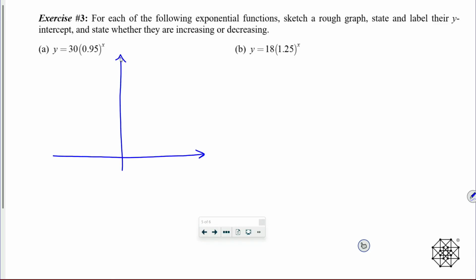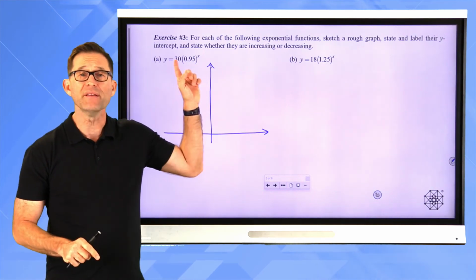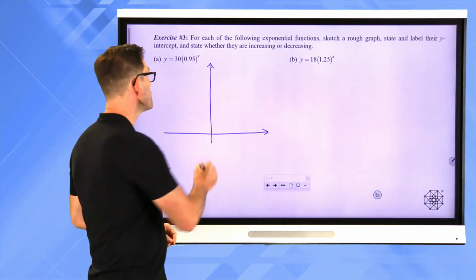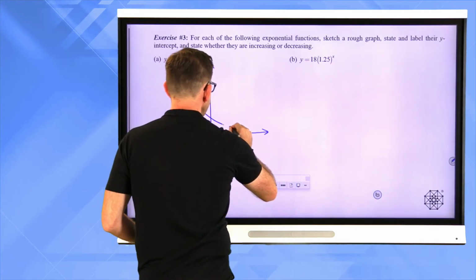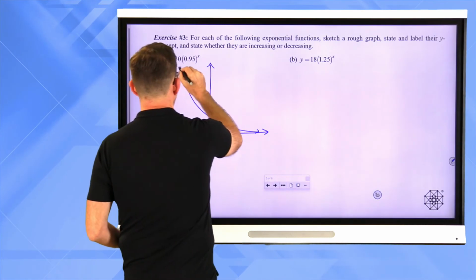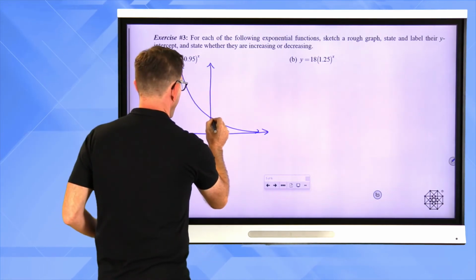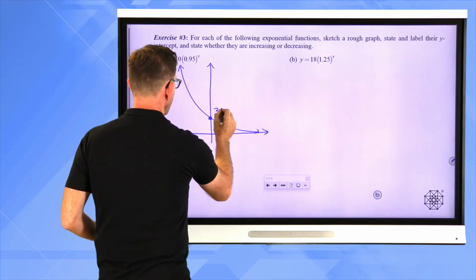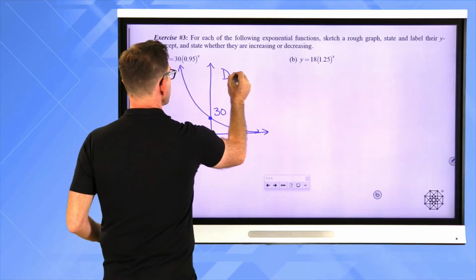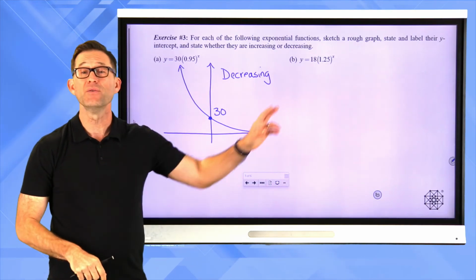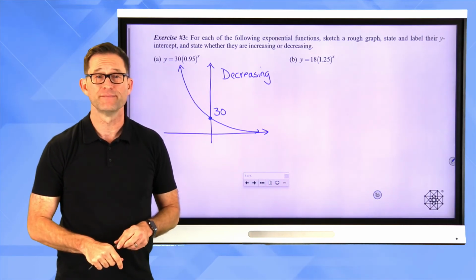So what do I know about this thing? First thing I'm going to do is I'm just going to draw something that looks like this. Now I know because the base is 0.95 and it's less than 1, then this will be a decreasing exponential function. All right? The only other thing I really need to mark on this thing is its y-intercept, which I also know must be 30. So this is a decreasing exponential function.